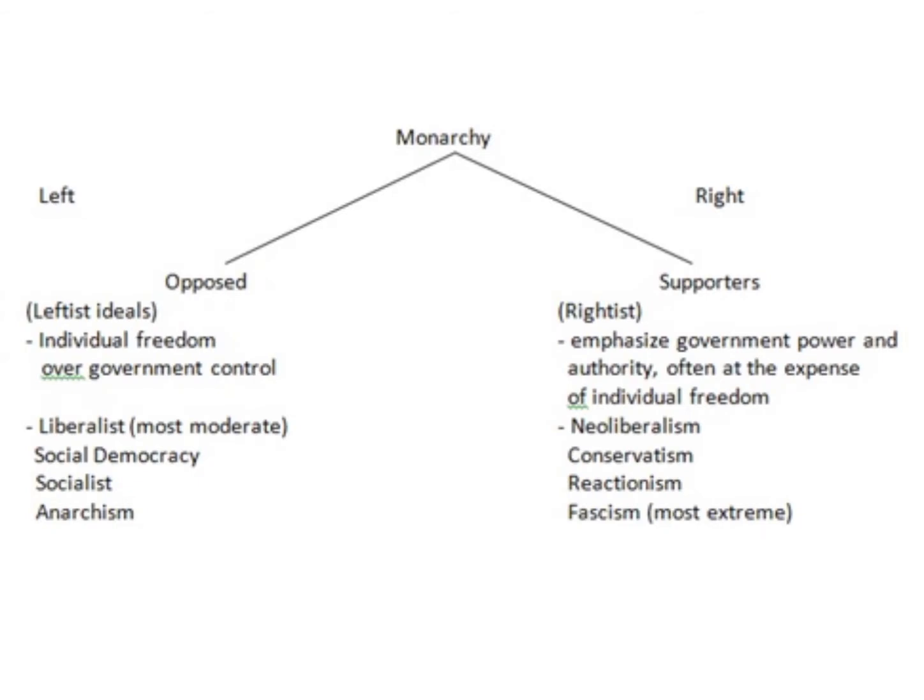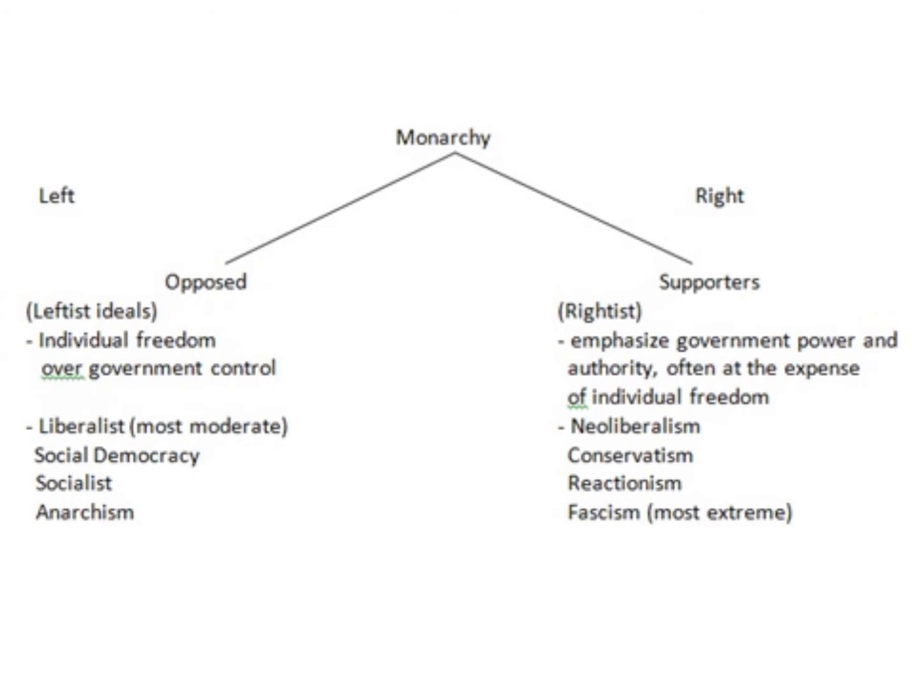As you can see, meron siyang left side and then meron siyang right side. Those who are located on the left are called the opposed or the opposition, and the right side ay tinatawag naman siya na supporters. On the left side, dito yung pumapasok yung mga leftist ideals. Pag sinabi natin leftist, sila ay naniniwala sa individual freedom over government control. So andito yung mga liberalist, which is the most moderate, and then meron din dito social democracy, socialism, anarchism.